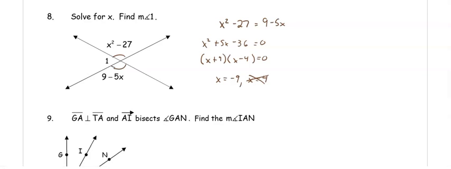Now, to find angle 1, we need to find one of these angles first. So I'm going to put negative 9 into either angle. Negative 9 squared minus 27 gets us 54 degrees. So angle 1 and 54 form a straight line. 180 minus 54, and we get 126 degrees.